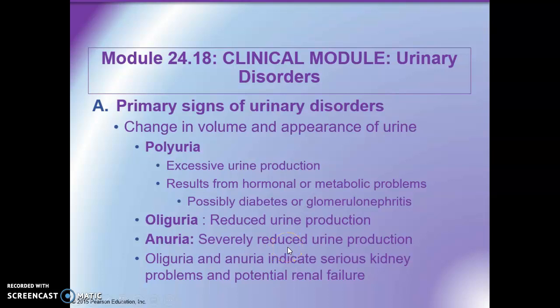Primary signs of urinary disorders include changes in volume and appearance. Polyuria means too much urination, and this can be from hormonal or metabolic problems, maybe diabetes, maybe glomerulonephritis. Oliguria is reduced urine. Anuria is severely reduced urine, and both of these indicate serious kidney problems.